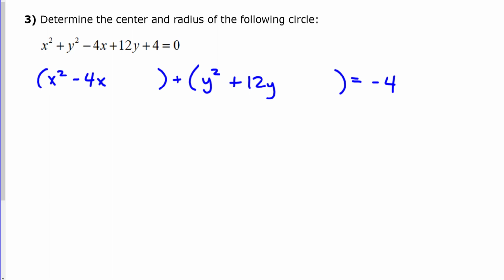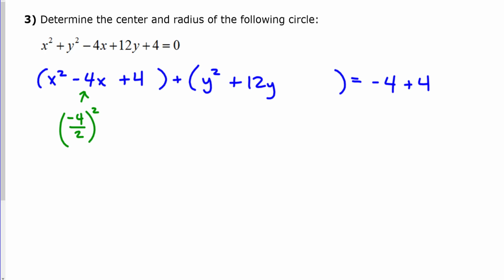Now what I'm going to do, in the process of completing the square, you take the number b and you divide it by 2, so in this case negative 4 divided by 2, and then you square it. So negative 4 divided by 2 is negative 2. When I square that, it becomes positive 4. So I'm going to add a 4 right here. And what I do to one side of the equation, I do to the other to balance things out.